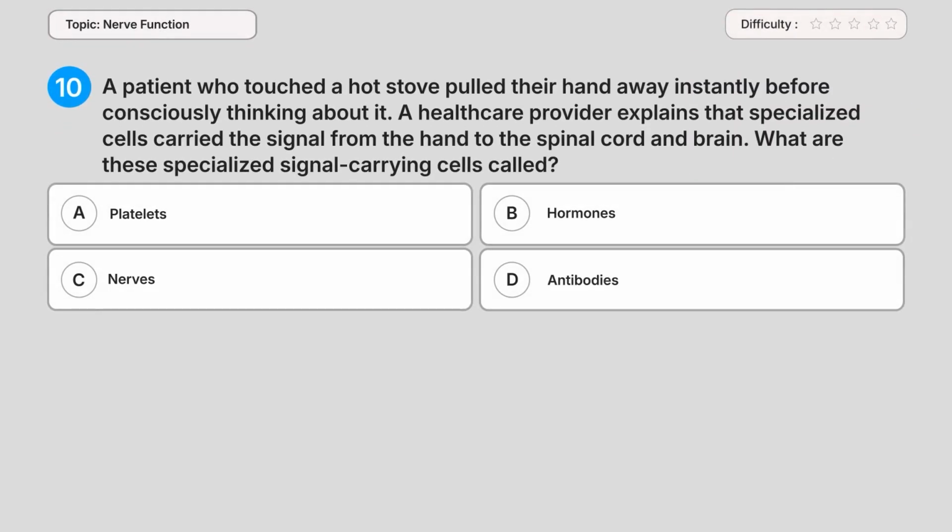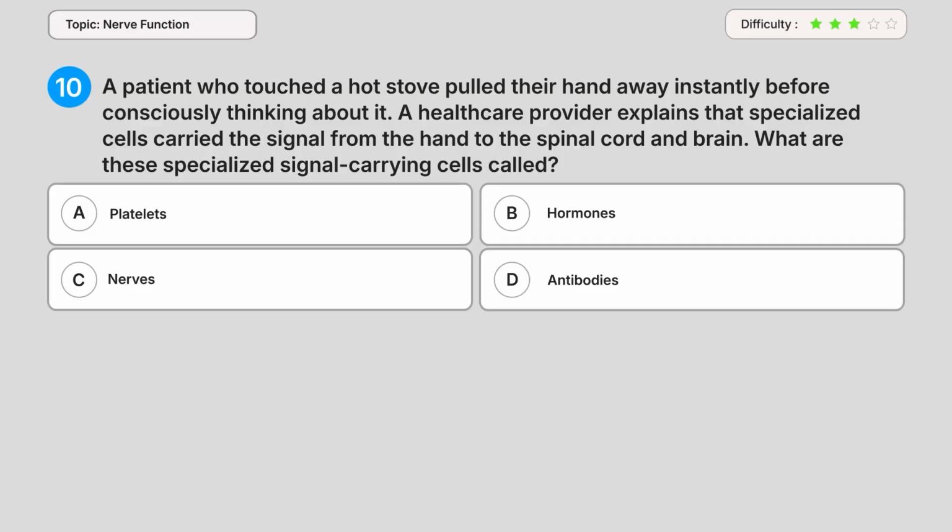10. A patient who touched a hot stove pulled their hand away instantly before consciously thinking about it. A healthcare provider explains that specialized cells carry the signal from the hand to the spinal cord and brain. What are these specialized signal-carrying cells called?